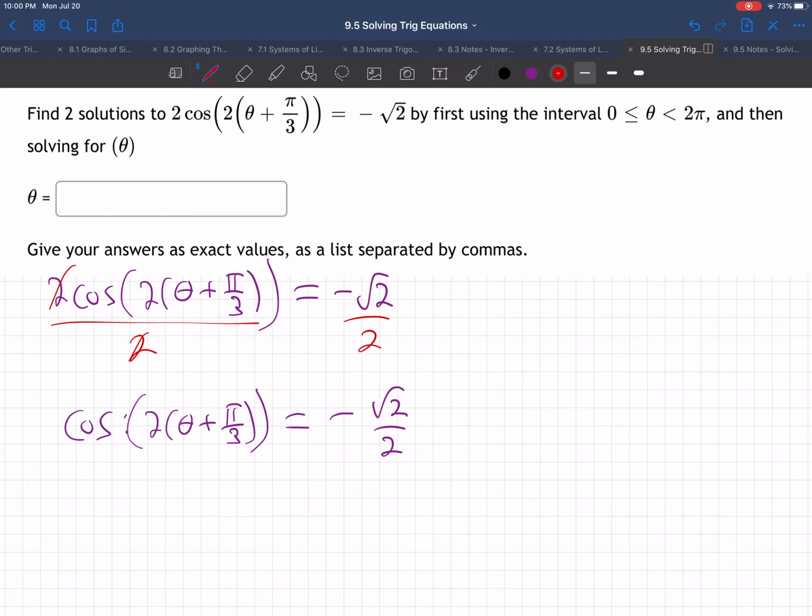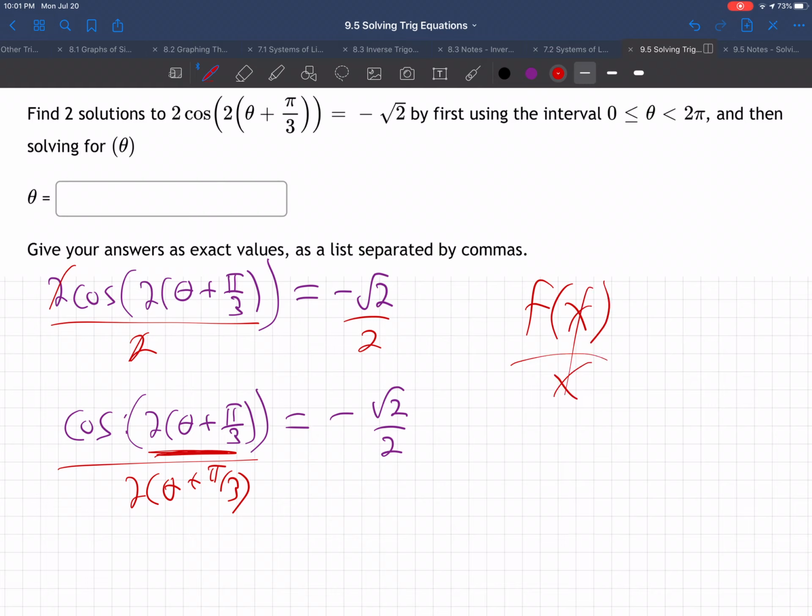Now, you might think you can divide off this 2 theta plus pi over 3, but that's not at all right. Because this stuff right here to the right of the cosine is function plug-in. It's kind of like f of x. You can't divide the x there, right? Why? Because it's a function, and that x is plugged into the function. It's not simply multiplication. I know we think of parentheses as multiply a lot of times, but when you have a function like cosine or f of x, then that x is plugged in. These parentheses mean plugged into the function. They don't mean multiplication. So we can't get rid of it by dividing. That's actually completely wrong.